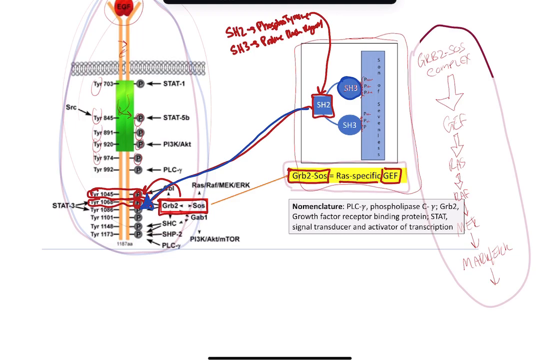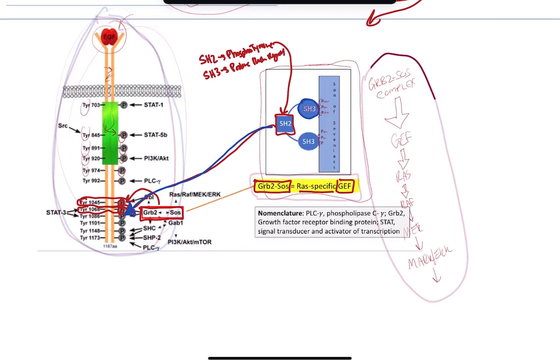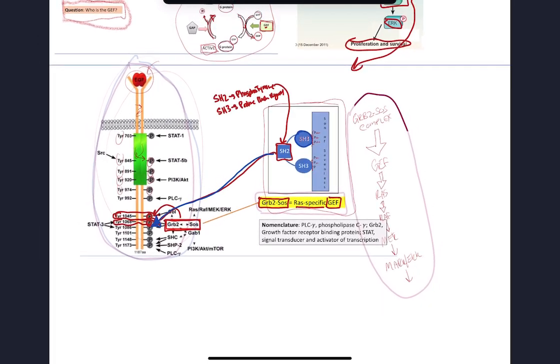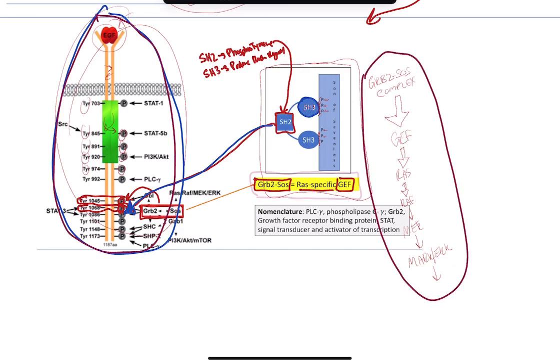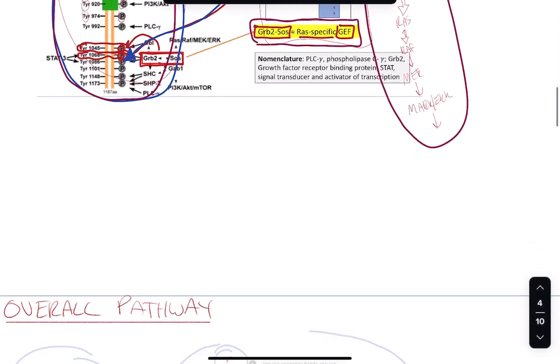So we filled it in. We finally finished. We figured out how the receptor over here is related to all of the rest of it. It is through this guanine nucleotide exchange factor, GRB2 SOS. Great. So we figured it out. Now let's go through the actual steps.